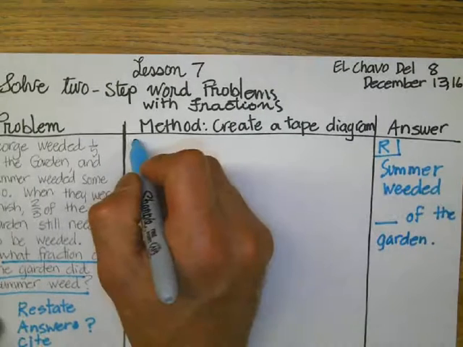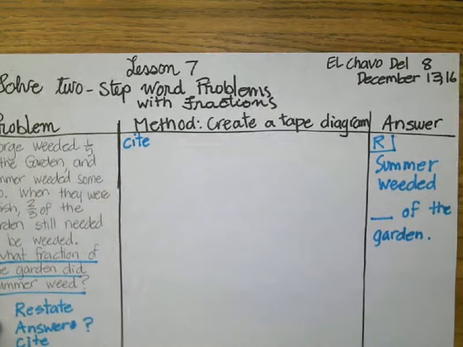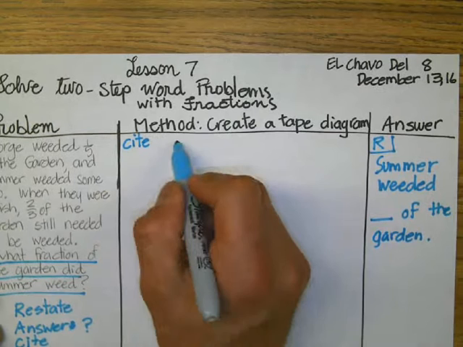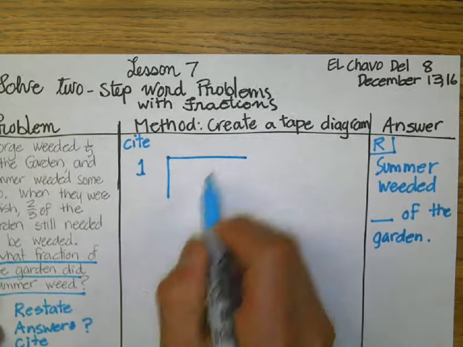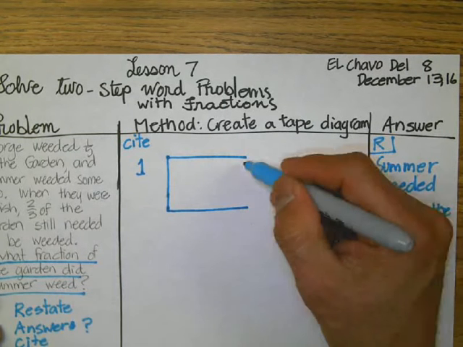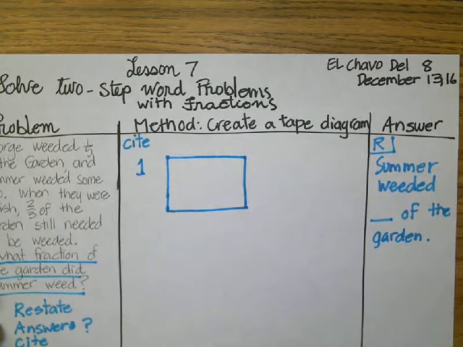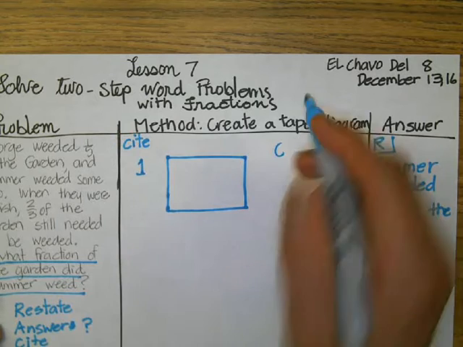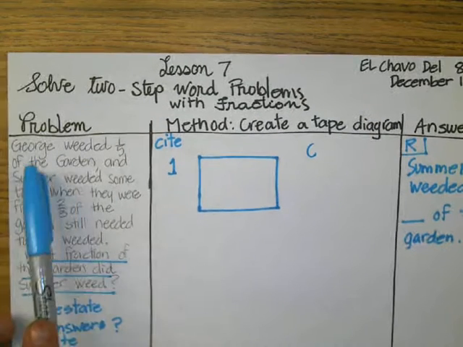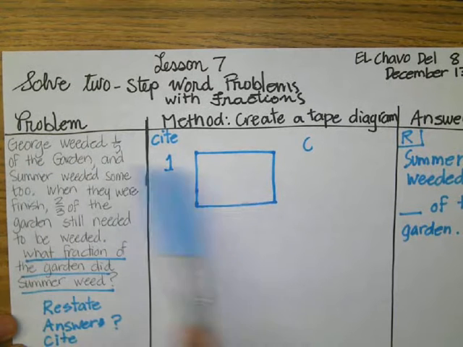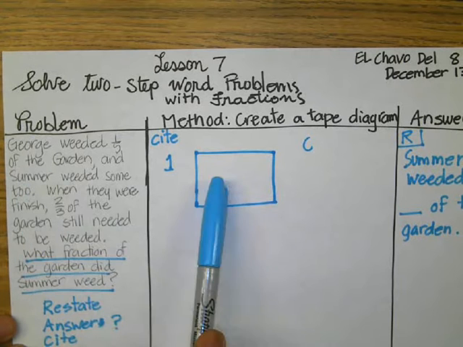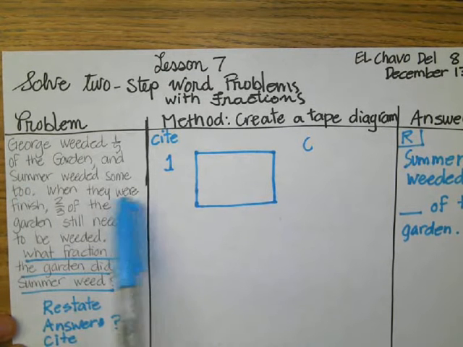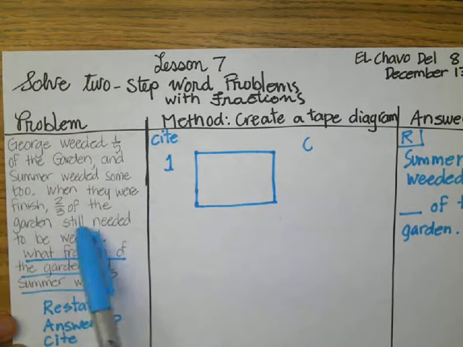So let's cite evidence. What do we know? First of all, we know that we have one garden, right? So how will you represent one garden? Will you represent it with a picture, my friends? This is what I like about math. You can create pictures. The problem says, George weeded 1/5 of the garden. That means 1/5 of this area. And Summer weeded some too. Oh, we don't know how much she weeded. When they were finished, 2/3 of the garden still needed to be weeded.